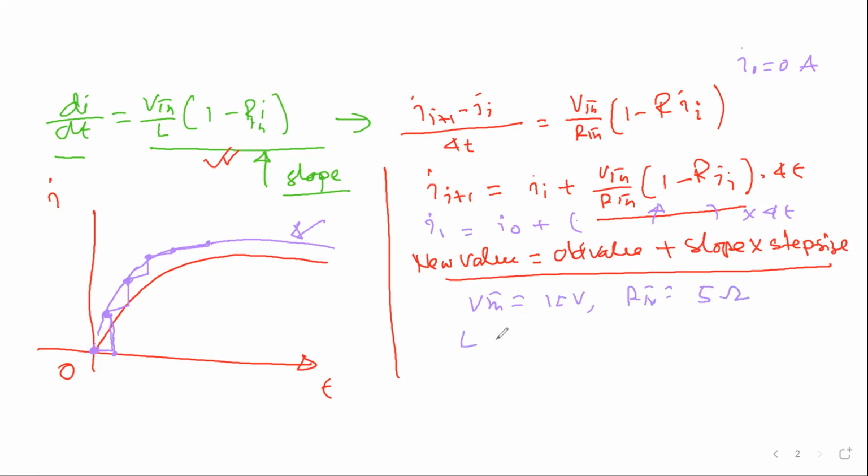Your L is equal to, say, 1 Henry. Okay. And we assume that I0 is equal to 0 ampere. And your step size delta t is equal to, say, 0.01 second. So what is the value of I1?